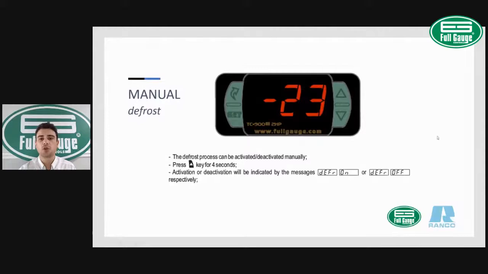With the Full Gauge controller, you can easily force a manual defrost by pressing the upper key for 4 seconds. Pressing the upper key for 4 seconds will take you to the defrost. It will allow you to activate and deactivate defrost. So the manual defrost is the first defrost we would like to share with you.